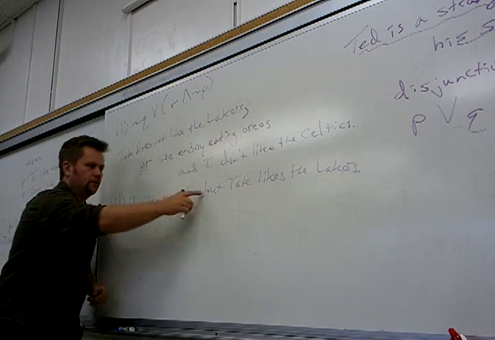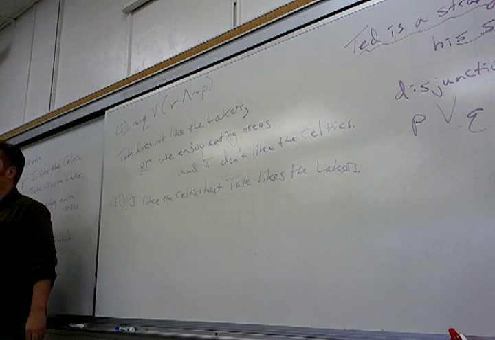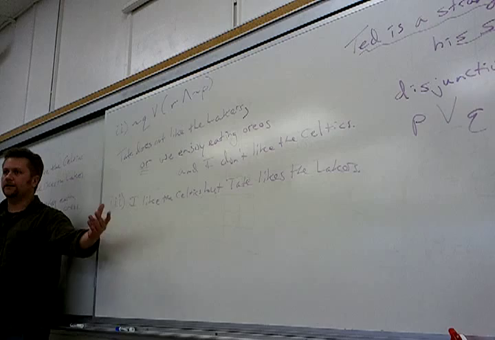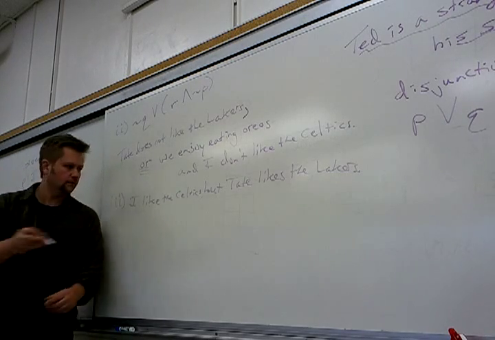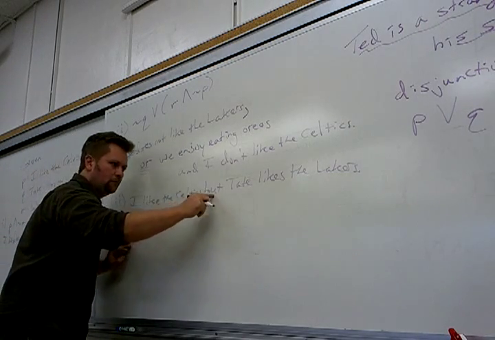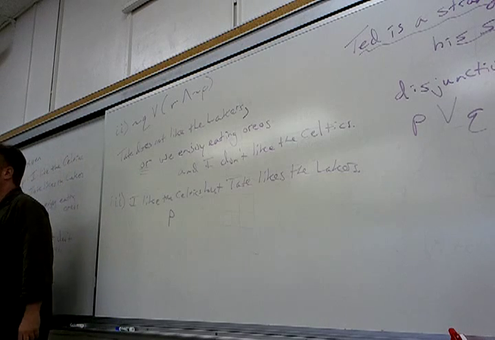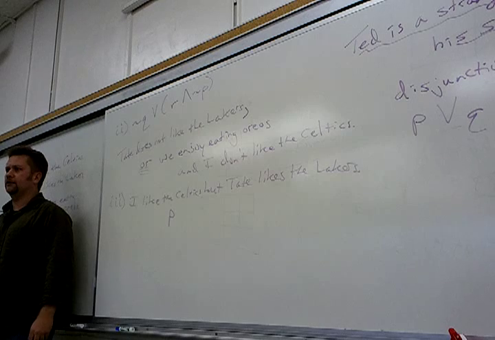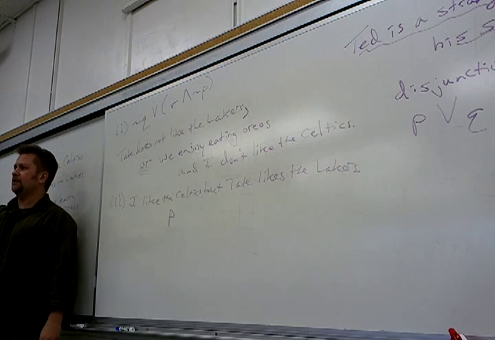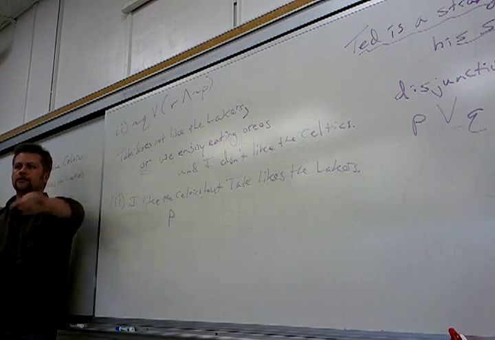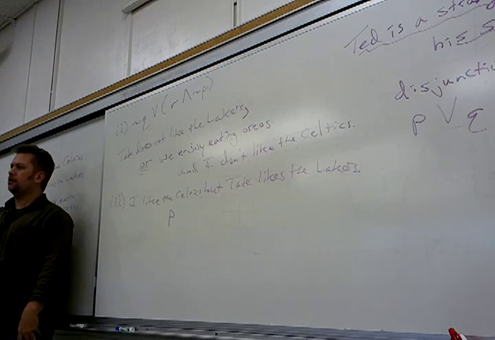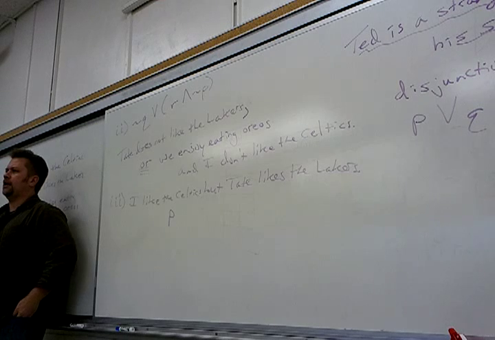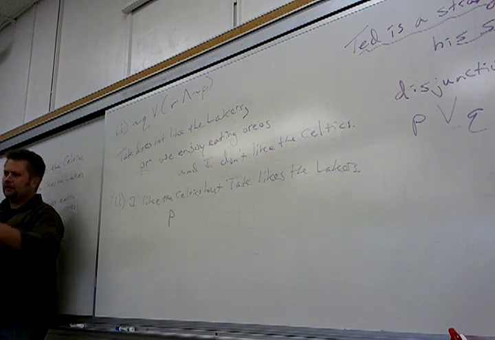I don't even need a comma there, really. I like the Celtics, but Tate likes the Lakers. I like the Celtics is B. What is the word but? It's a conjunction. I haven't taught you about but, have I? But is another name that means and. If I put an and there, isn't it still true? So in English, the word but is really the same as the word and. It's just that I use it to kind of say, sure this, but that.